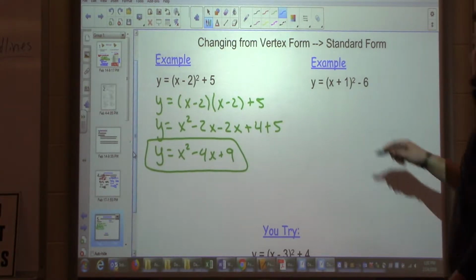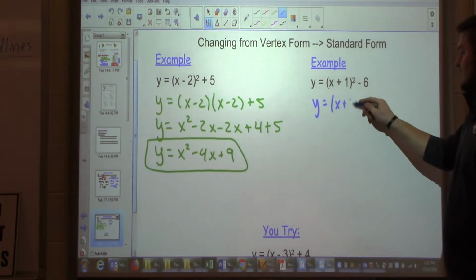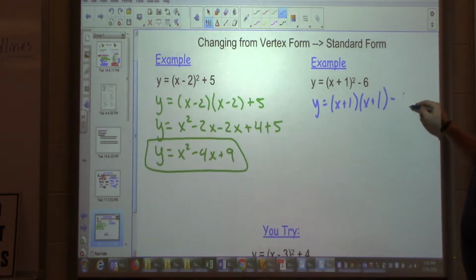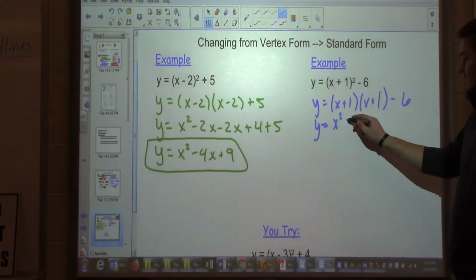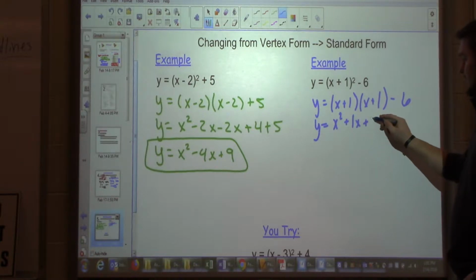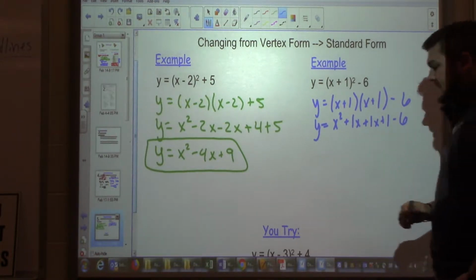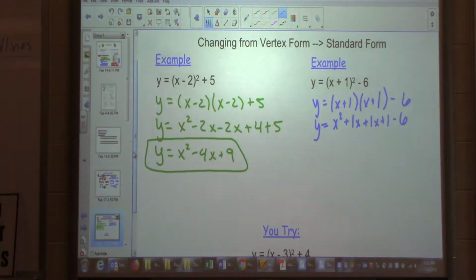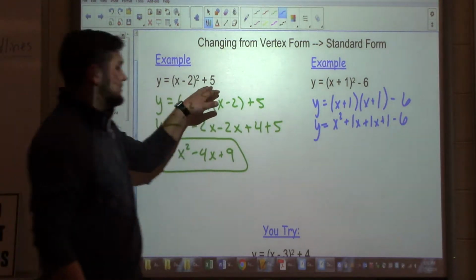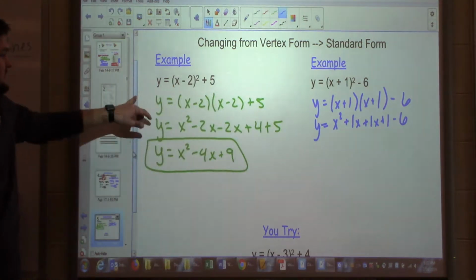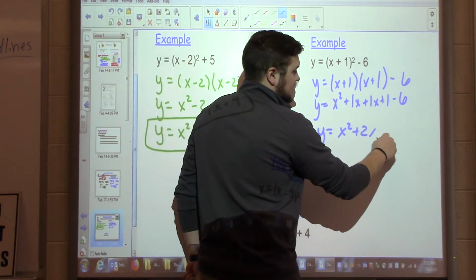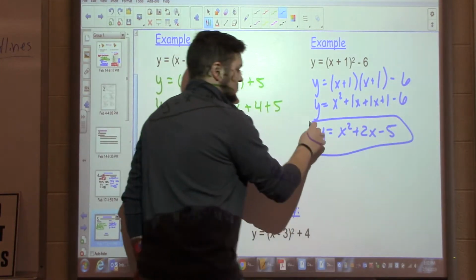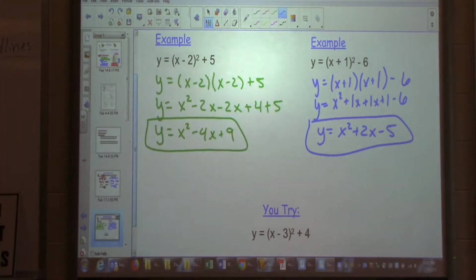The second one. Y equals x plus 1 times x plus 1 minus 6. So I get y equals x squared plus 1x plus 1x plus 1 minus 6. Right? FOIL it out. Don't lose that plus 5 and that minus 6. Don't lose those. And then combine your like terms. Y equals x squared plus 2x minus 5. And you're in standard form. Pretty easy, right? This is the easy one.